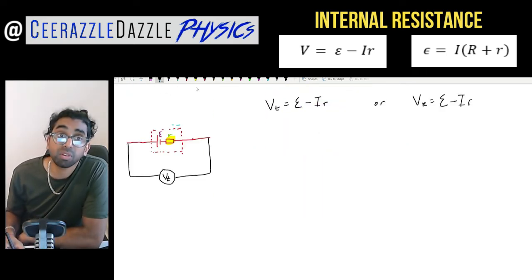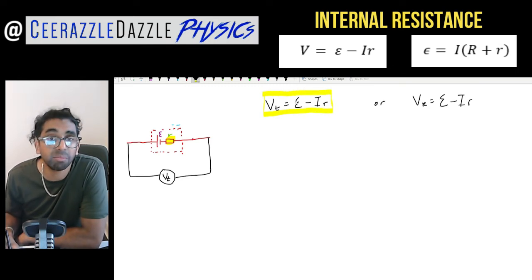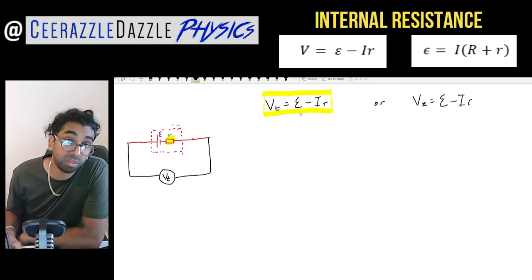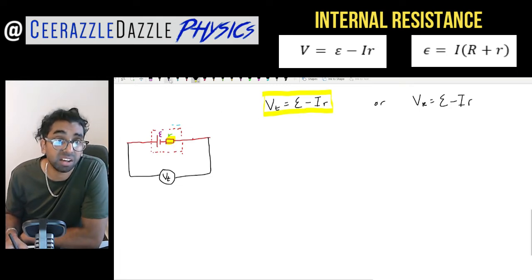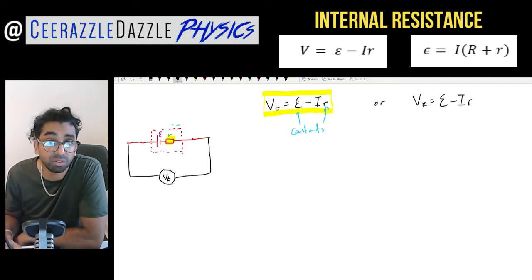Before we go, I just want to look at this formula one more time. Don't forget, the voltage across the terminal is equal to the EMF minus Ir. So what happens when the current is high? What's going to happen to the value of V_T? Don't forget, the EMF is a constant, and so is the internal resistance. So they're going to be constant for your power source. Obviously, the current will change and the potential difference will also change.